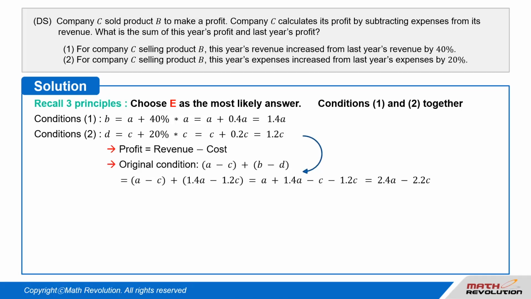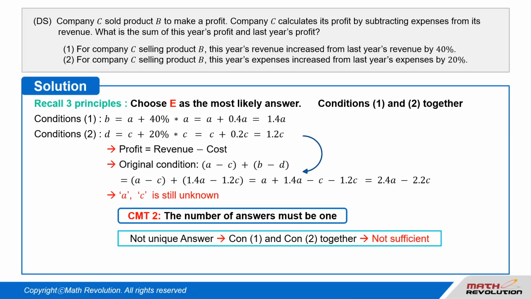Since profit equals revenue minus cost, we have A minus C plus B minus D equals A minus C plus 1.4 times A minus 1.2 times C, which equals A plus 1.4 times A minus C minus 1.2 times C, which equals 2.4 times A minus 2.2 times C. We cannot figure out the values of A and C.